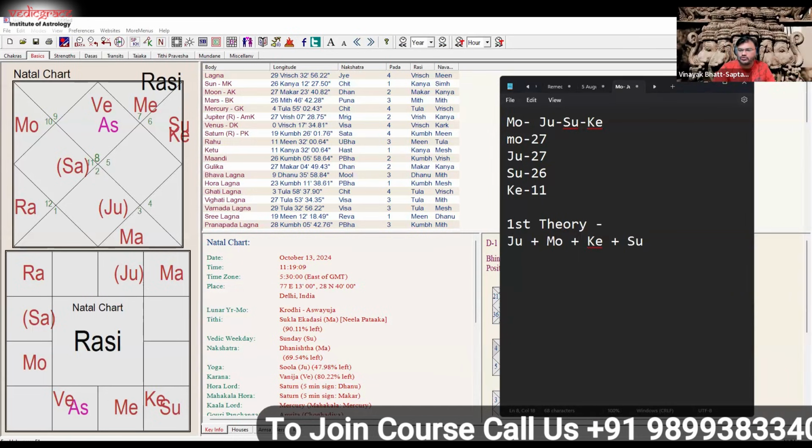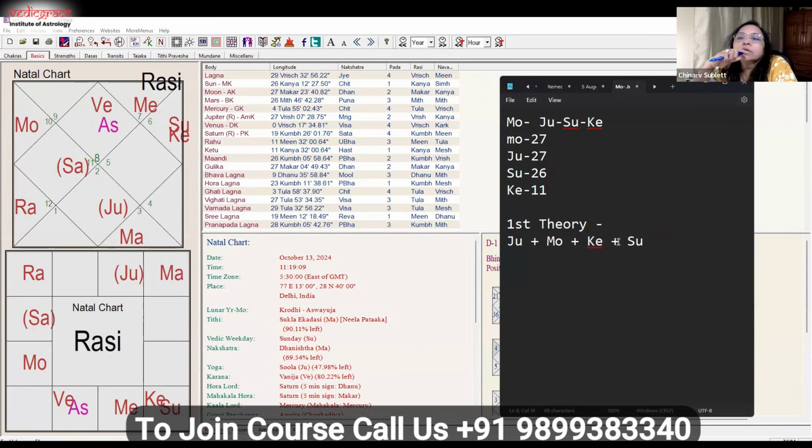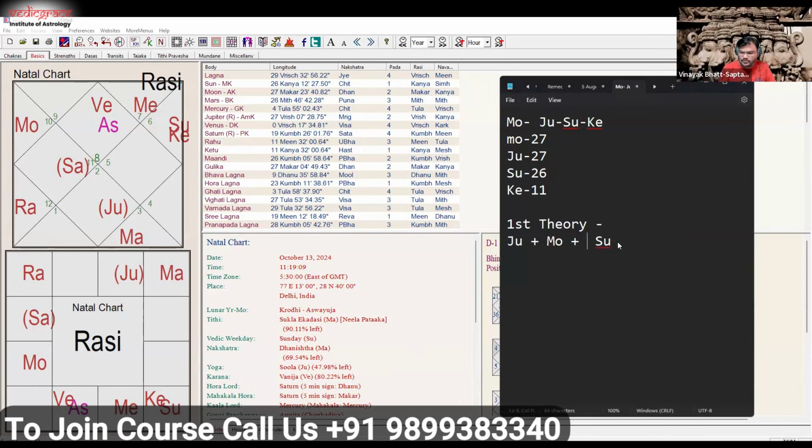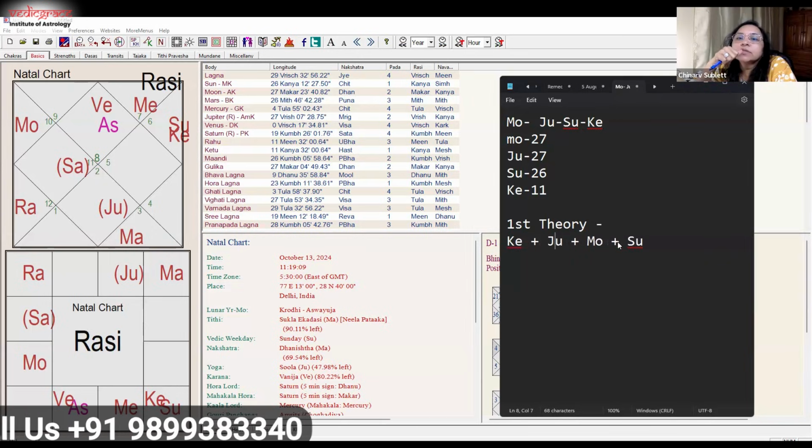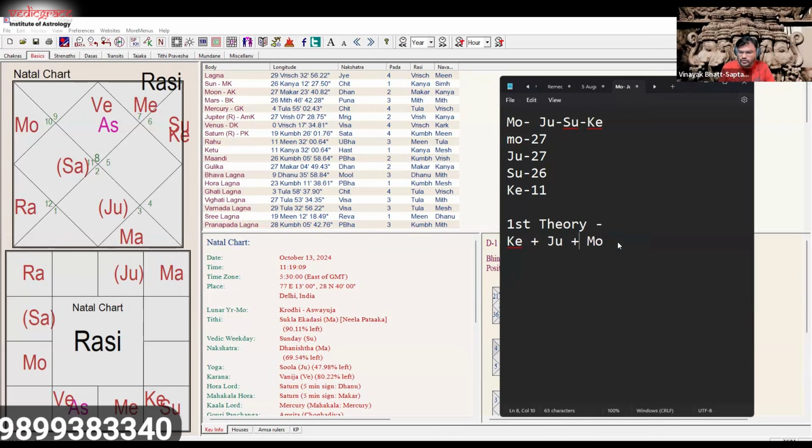Ketu should be first. Yes, sir, that can be my mistake. We should put Ketu first, and after that Sun. After Sun, Ketu and then 26 degree of Surya. This is the first theory.